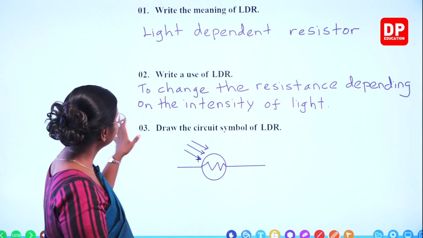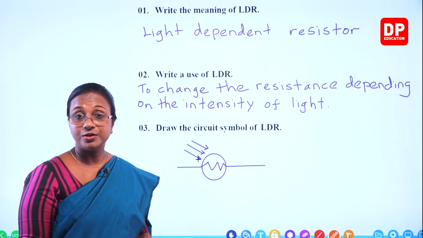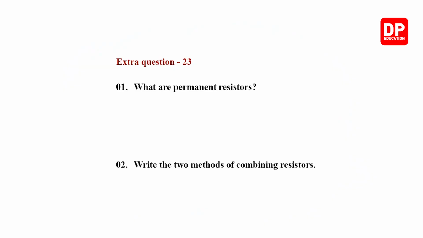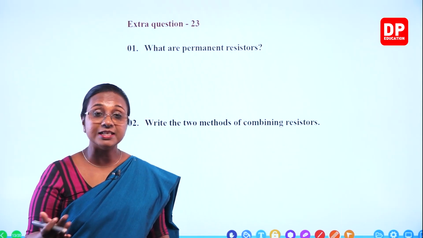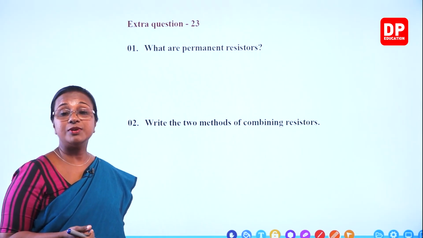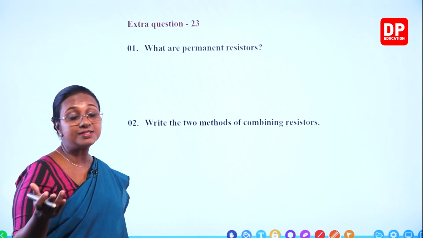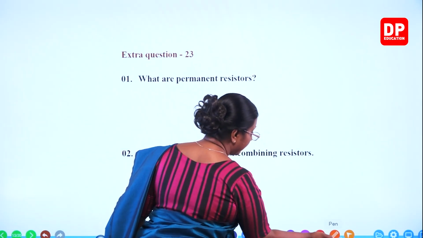So I am sure students, you have also answered this correctly. With that, I'll move on to the next question. So for the first question, students, what are permanent resistors? This is again, like I told you all, another name for fixed value resistors. So in fixed value resistors, the value of resistance cannot be changed. So that is what we need to write there.